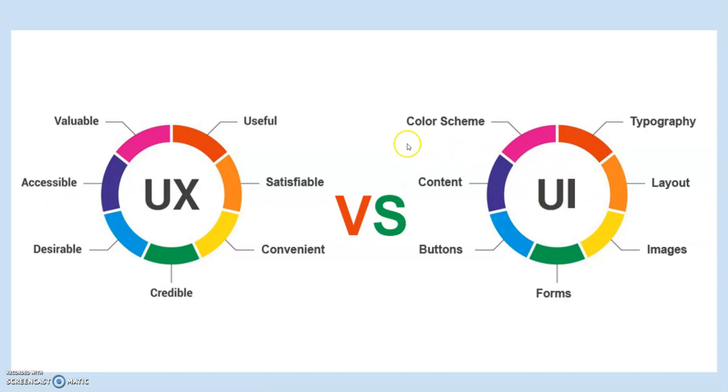User interface has to do with the color scheme, picking colors, typography, layout, images, forms. So if you're using submission forms, buttons like navigation and other buttons, and the content. And so that's a good breakdown of what each of them do.